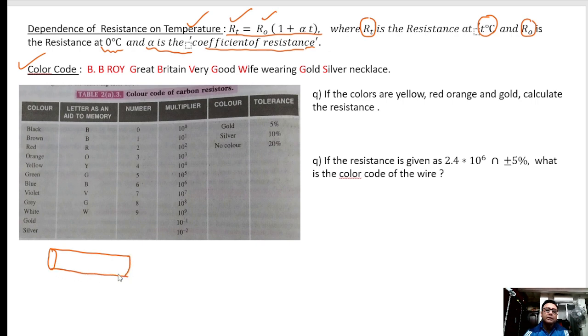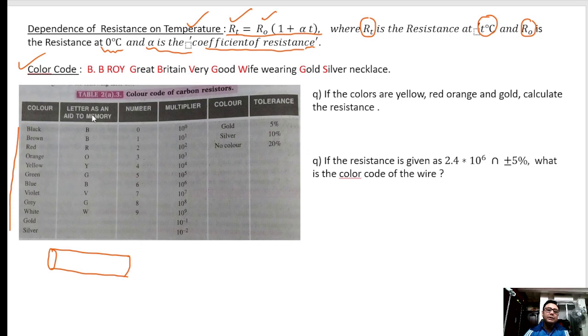So this conductor has certain colors. Out of these, as you can see, these are the colors: black, brown, red, orange, yellow, green, blue, violet, grey, white, gold and silver. Okay, and you have to remember them in such a way.